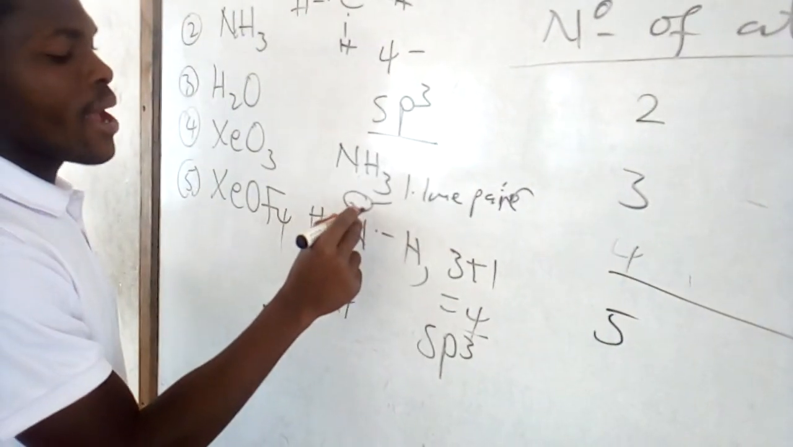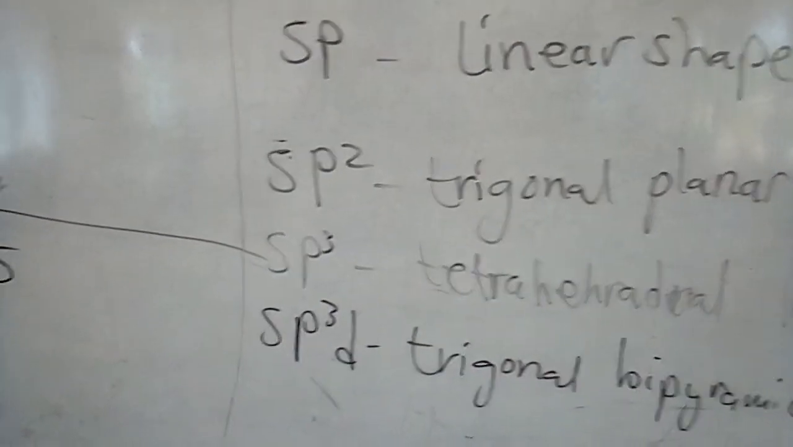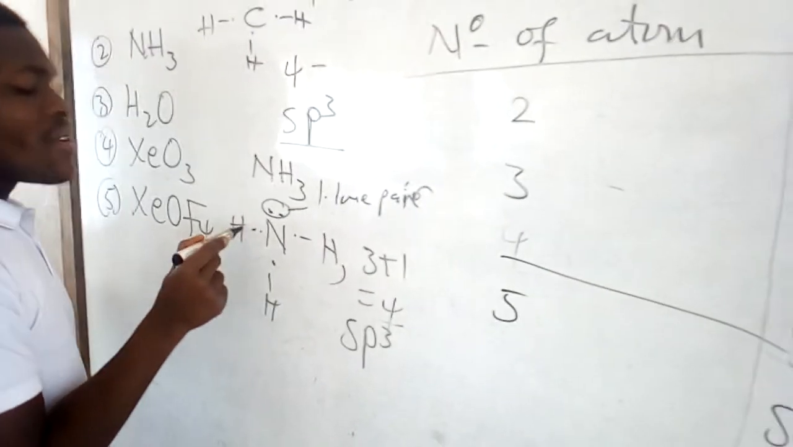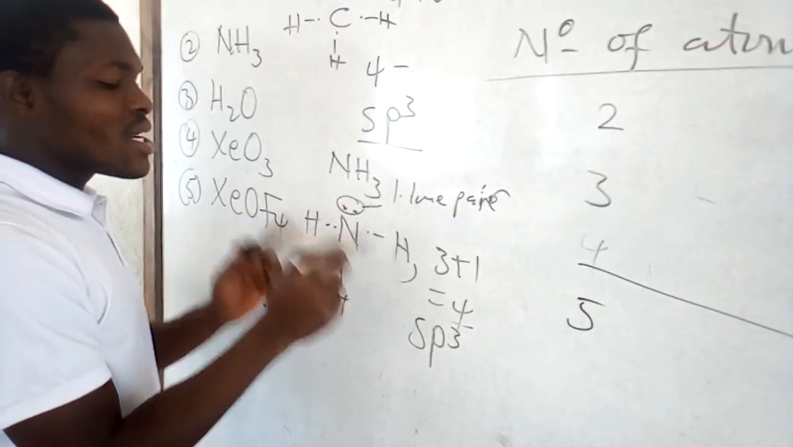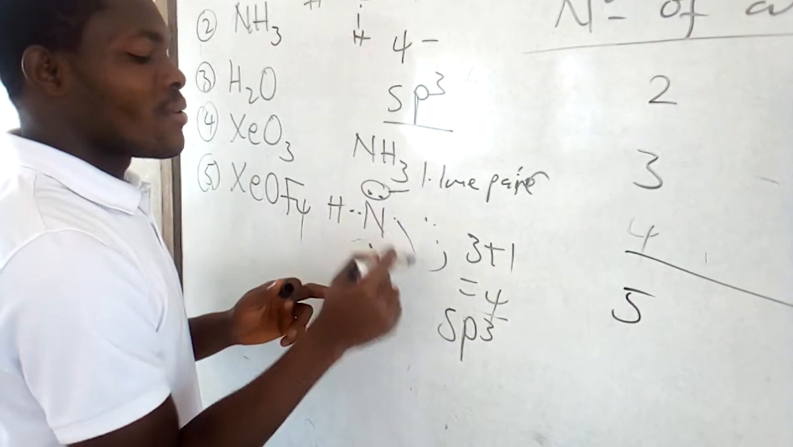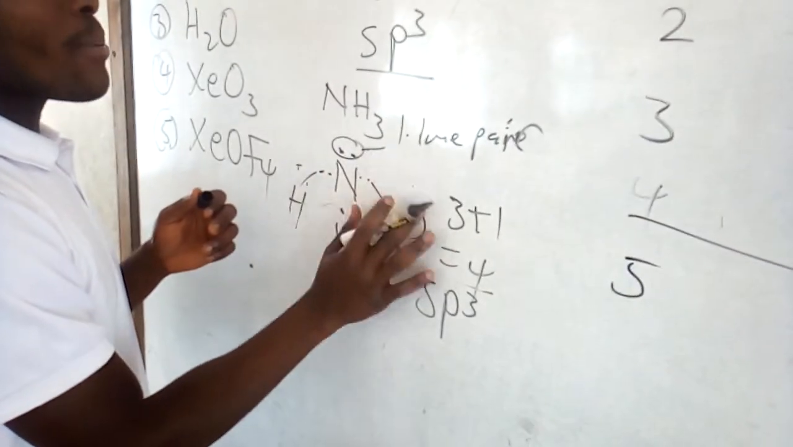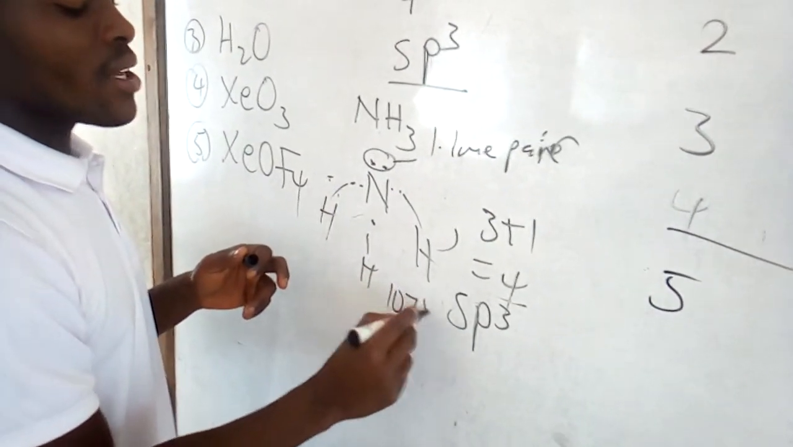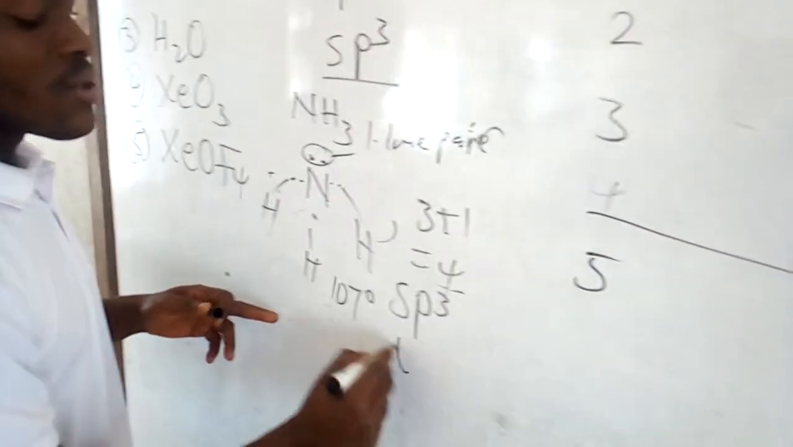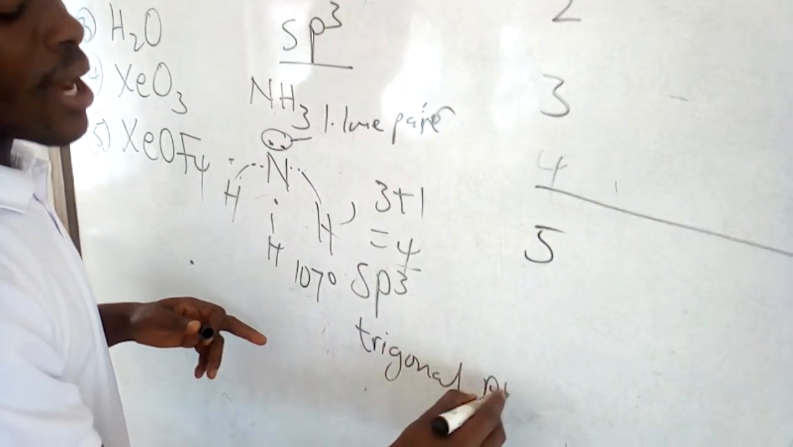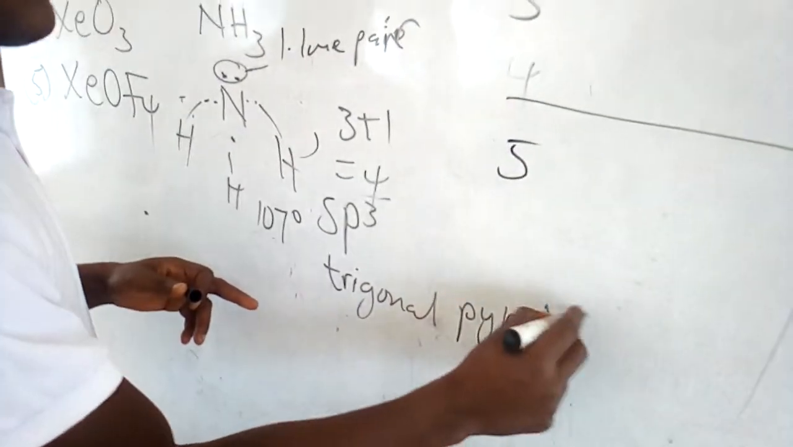But here, since there is a presence of a lone pair of electrons, the shape is not tetrahedral. The lone pair will repel the bonds between the hydrogen and the nitrogen, decreasing the angle, for it to become something like this. It will decrease the angle from 109.5 to 107 degrees, and the shape is trigonal pyramidal. Trigonal pyramidal.